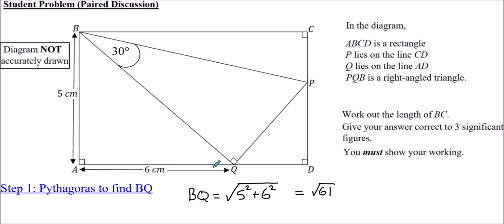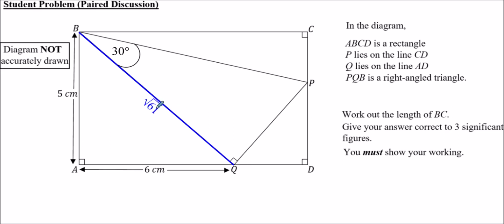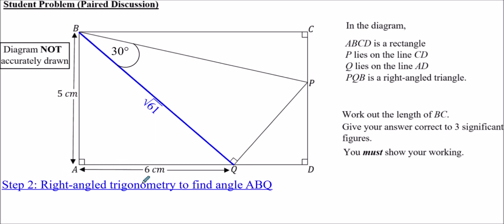So after each and every step, I'm just going to add this to the triangle as I go. So there, BQ, I wrote in as root 61. Second step, what I'd suggest is you might want to use basic right-angled trig to find angle ABQ. So the angle at B, in other words, you might want to find this one here. So relative to this triangle, I know the opposite side, which is 6. I know the adjacent, which is 5. And so I can use tan. So tan of B is the opposite side, which is 6, divided by the adjacent, which is 5. So therefore, the angle at B is going to be inverse tan 6 over 5.